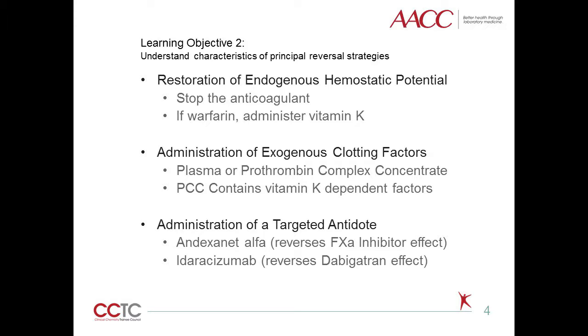Andexanet alfa, Portola Pharmaceuticals, San Francisco, California, is a factor Xa decoy molecule that outcompetes endogenous factor Xa for the factor Xa inhibitors. As of the time of writing, Andexanet is not yet approved. These two agents are not associated with known thrombogenic potential, but reversal of anticoagulation now returns the patient to their original thrombotic risk status, which may be additionally heightened by acute medical illness.